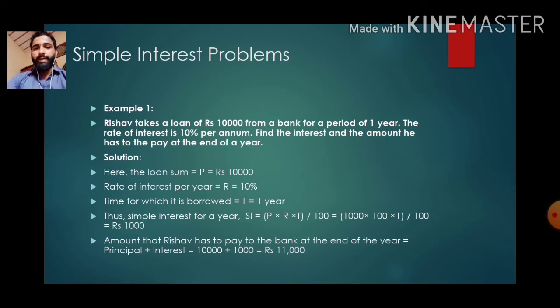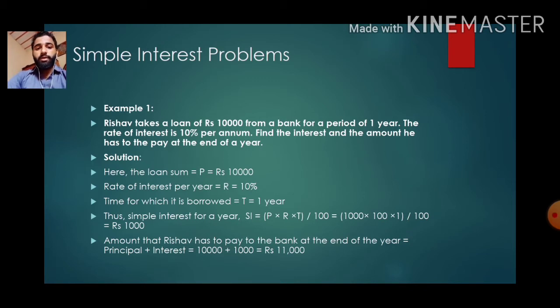For example, Rishwa takes a loan of 10,000 rupees from a bank for a period of 1 year. The rate of interest is 10% per annum. Find the interest and the amount that he has to pay at the end of the year. Solution. Here the loan sum is P, equal to 10,000 rupees. Rate of interest per year is 10%. Time for which it is borrowed is 1 year.